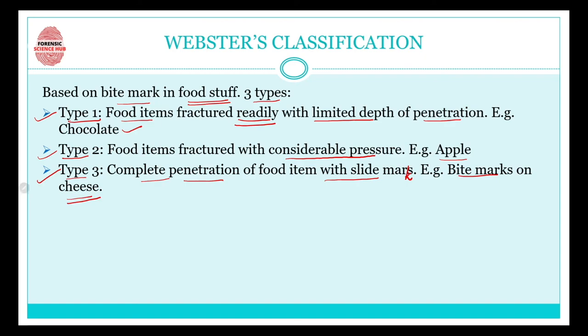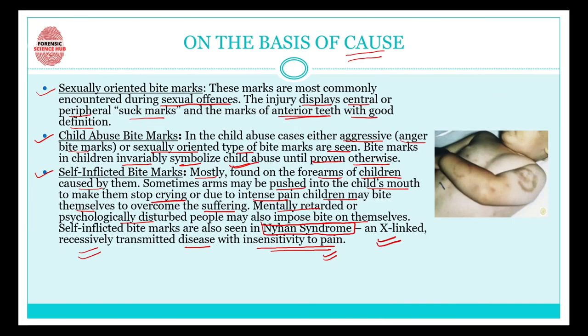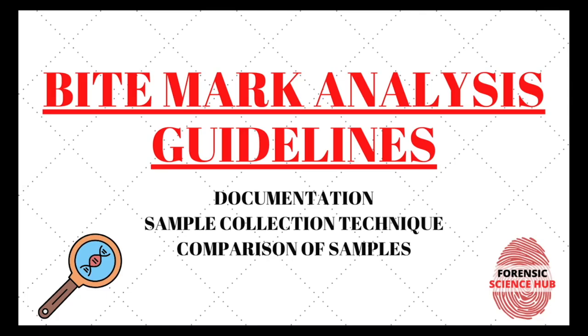I hope you understood all these classifications, that is on the basis of appearance, on the basis of cause, Cameron and Sims' classification and Webster's classification. About certain guidelines for bite mark analysis, which will be including documentation, the sample collection techniques, etc. If you want this PPT, then I have uploaded it on my website. The link for the website is given in the description box. You can go check that out if you want.